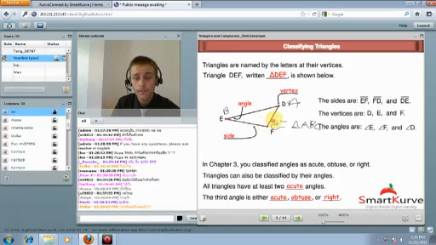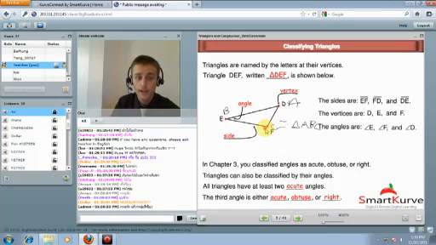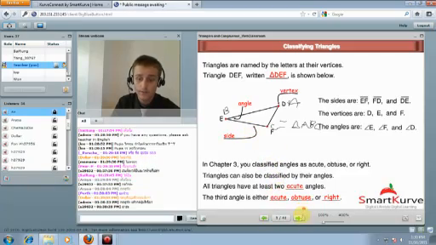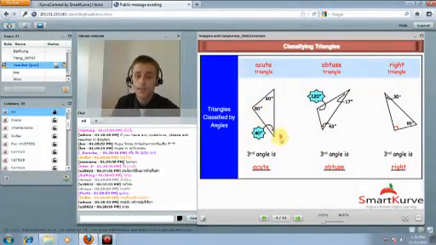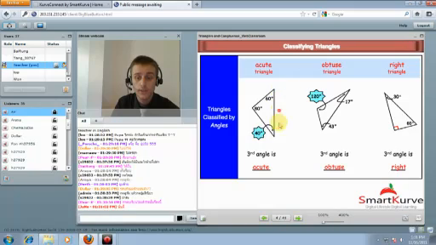And then based off whether it has three acute angles, two acute angles and an obtuse angle, or two acute angles and a right angle, is how you know whether it is an acute triangle, an obtuse triangle, or a right triangle. So right here, we can see that this angle is 40 degrees. This angle is 80 degrees. This angle is 60 degrees. It's an acute triangle because all three angles are acute.